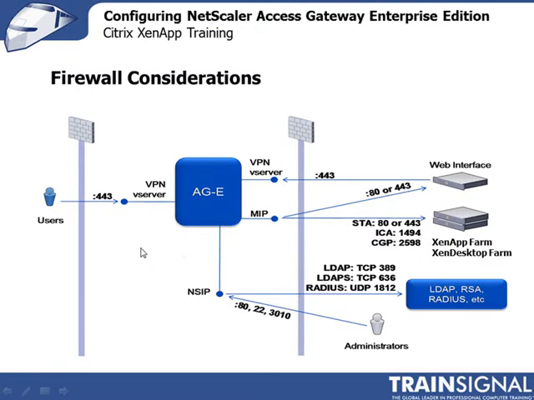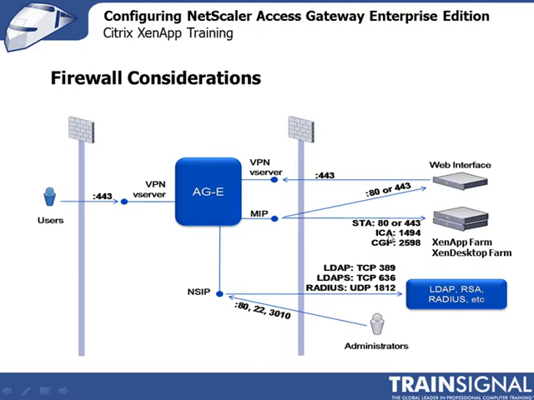So from a firewall considerations perspective, you'll need to have a couple of different things. So you need two interfaces at least. So you have your Access Gateway NetScaler deployed in the DMZ, we have one interface which is known as the MIP. This is the mapped IP address. Basically, this is the interface that communicates with your STAs, your secure ticket authorities, on ports 80 and 443. So those ports would have to be open from the NetScaler in the DMZ all the way to your STA server. So however many STA servers you want to have.